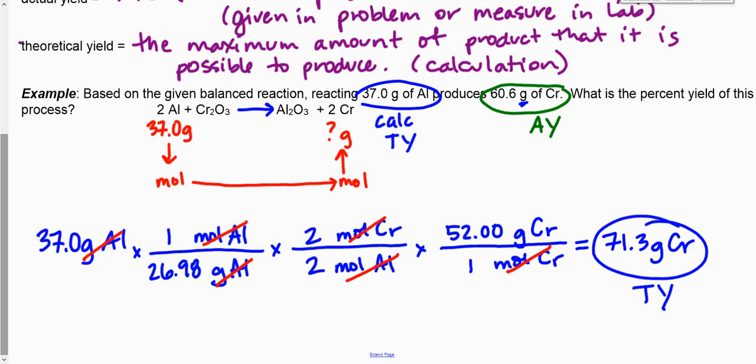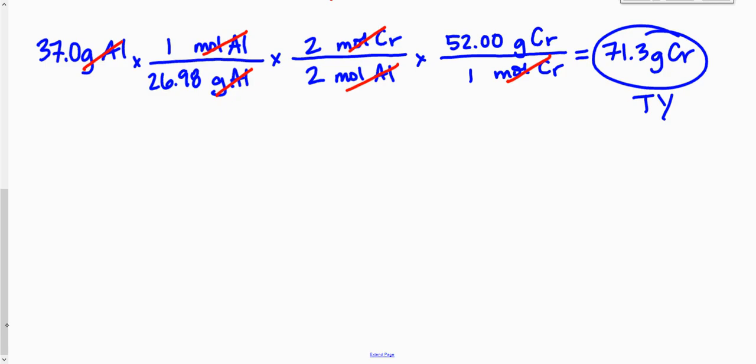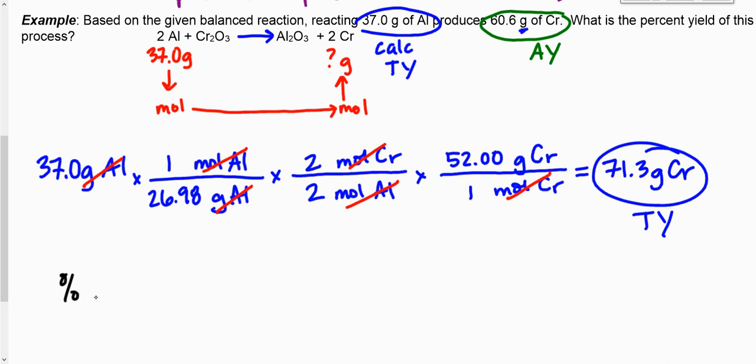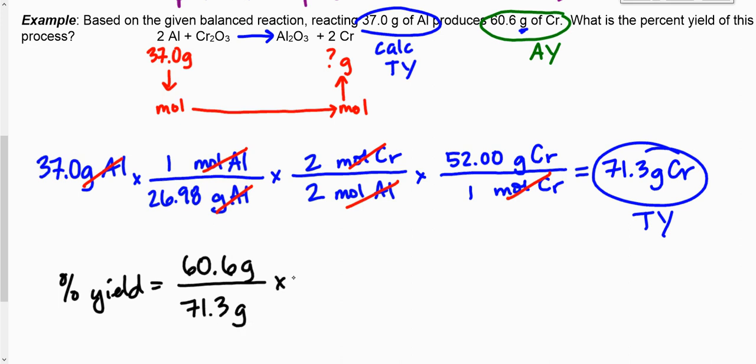So now our percent yield is going to be our actual over our theoretical. Okay, so percent yield equals, so our actual is 60.6 grams over our maximum, our possible 71.3 grams times 100. Think about this like the actual yield is like your test score, how many points you got on the test, and the theoretical yield is how many points possible, how many points were on the test. There is no extra credit in reactions, so you can't have more than the maximum.